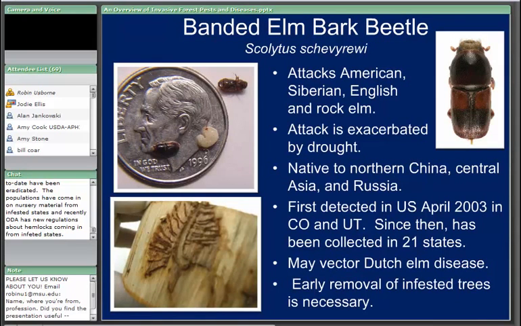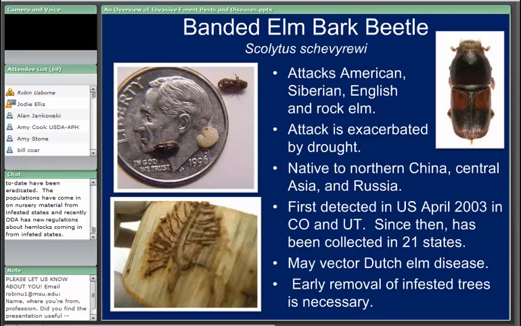Here's one that we all know and love, the banded elm bark beetle, or my boss calls it the two-tone Chevy. I don't know why, but anyway, it attacks elm trees. Like elm trees don't have enough problems, American, Siberian, English, and rock elm are the ones that it attacks. It seems to accompany drought. When you have a drought-stressed forest, this thing really kind of goes crazy.